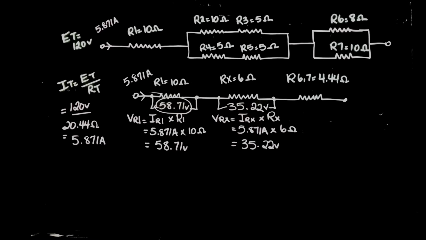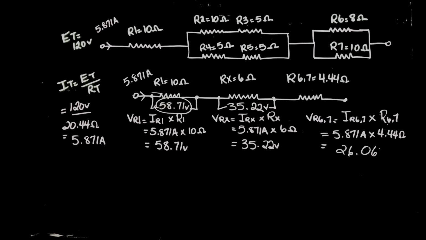And the last resistor, VR67, equals IR67 times R67, again current, series circuit, 5.871 amps, times the resistance value, 4.44 ohms. That would give us a volt drop of 26.067 volts. If I were to put my voltmeter across resistor R67, I would read 26.067 volts.